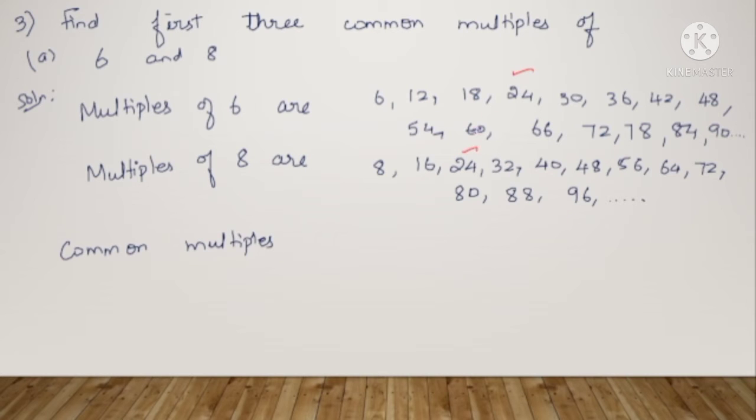24 is present in both the cases, and then 48 is present, and then 72 is present. We needed 3 common multiples. First 3 common multiples. So the answer is 24, 48 and then 72. So this is the answer for subdivision A.